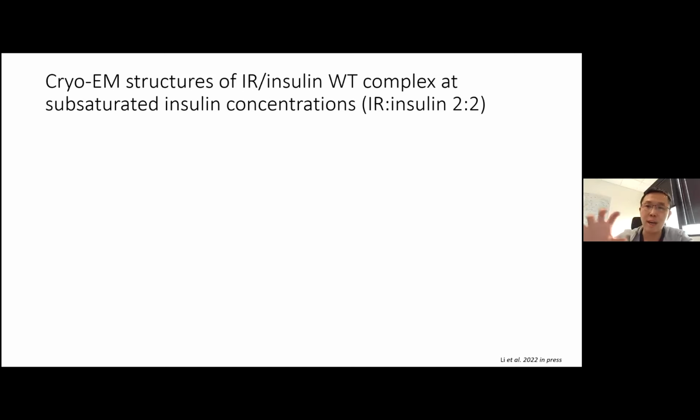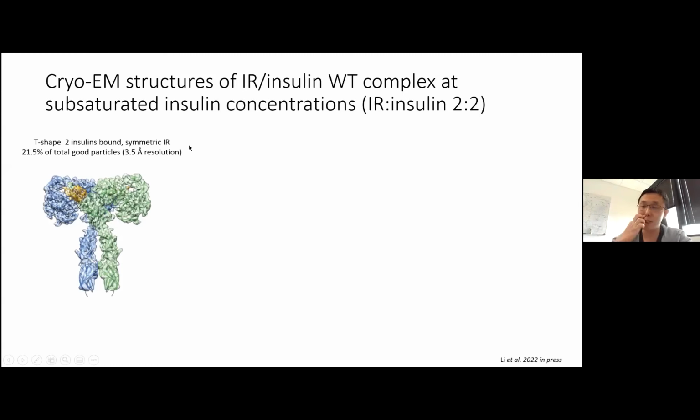Because at low concentration of insulin, maybe SET2 is not occupied, so the conformation can be similar to the receptor and insulin mutant complex, right? To test this idea, we also determined the structure of the insulin receptor at a subsaturated insulin concentration. We mixed 2 insulin with the insulin receptor in solution, because full occupancy needs 4 insulin for each receptor dimer, and now we only add 2 insulin per receptor dimer, and see what happens.